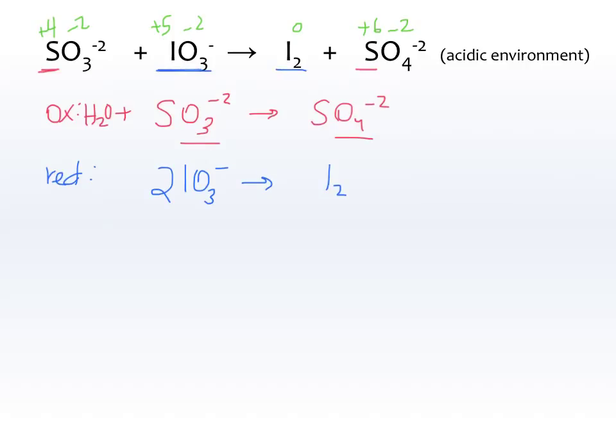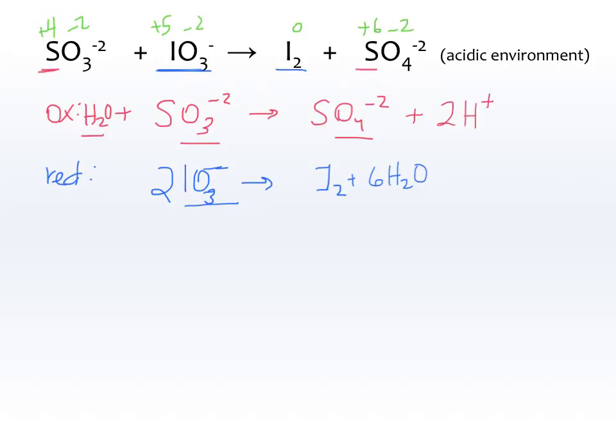For the reduction half reaction, remember I had 2 iodates, so 2 iodines. That gives me 6 oxygens, so I'll need 6 waters. And now the oxygens are balanced. My next step is to balance hydrogens by adding hydrogen. For the oxidation reaction, I had 2 H's for H2O. So then on the product side, I'll add 2 H's.